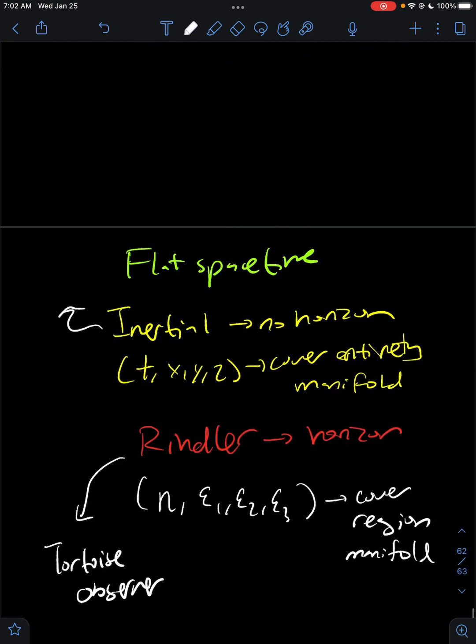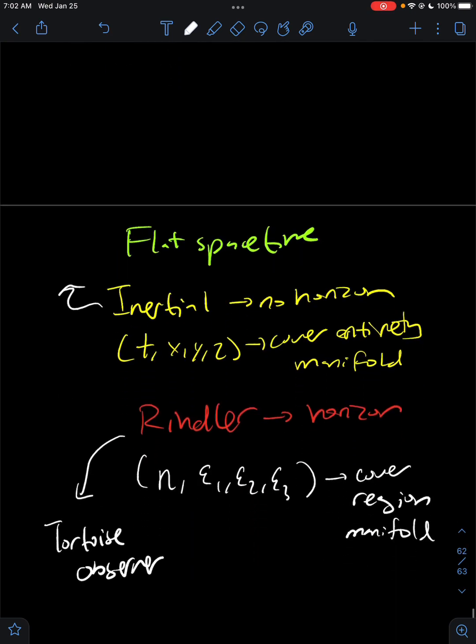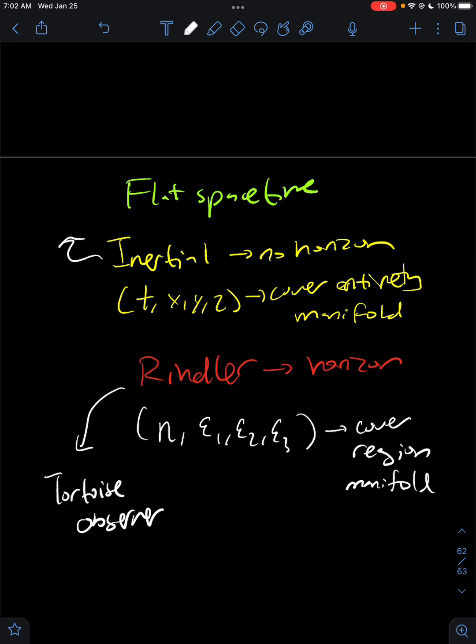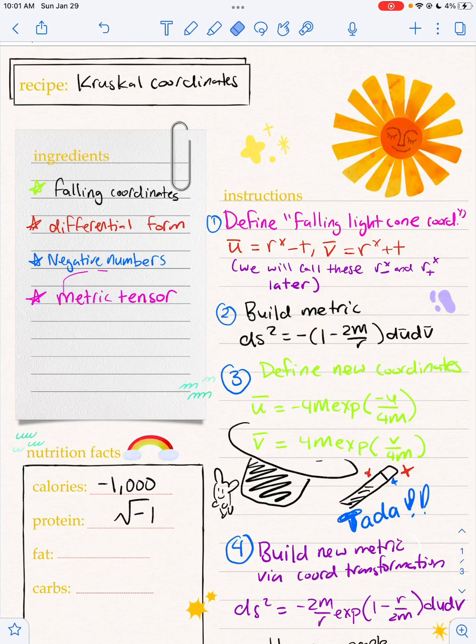Well, to do that, we'd have to make a coordinate system that covers the entire manifold, since the inertial observer will see events that cover the entire manifold. They will see events that happen inside the black hole. So a coordinate system that can describe an infalling observer in a black hole spacetime is the Kruskal coordinates. And here is a recipe for how to build the Kruskal coordinates.